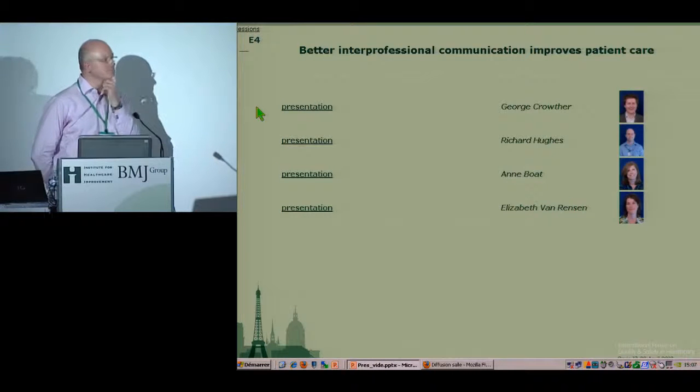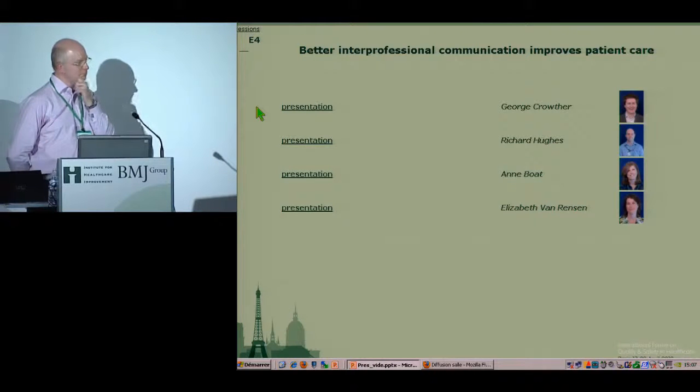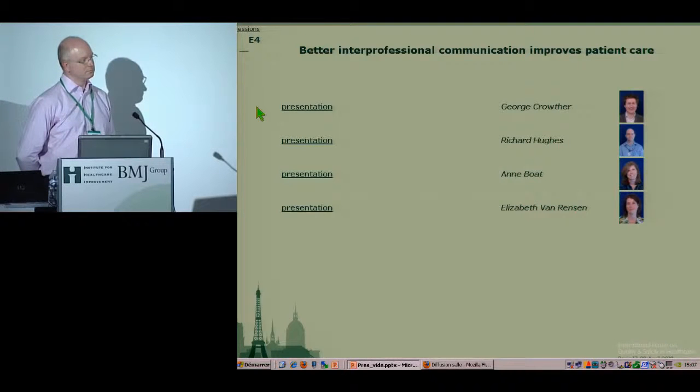Carrying on from what George was saying, having not been that long out of medical school, we trained quite a lot in communication skills, and there was quite a variance in training between different schools, I think. And we use some of the techniques that have been shown today, actually.